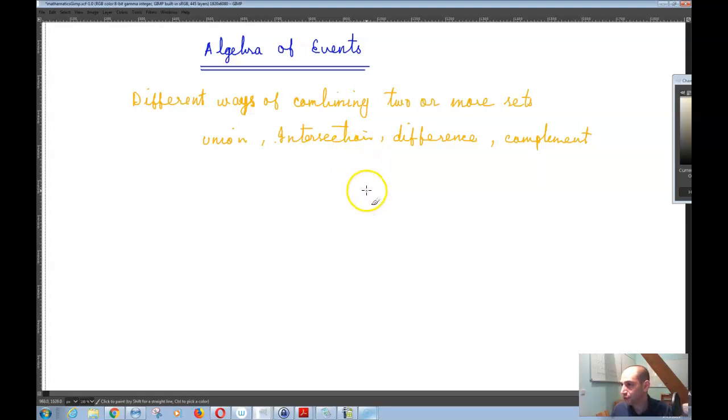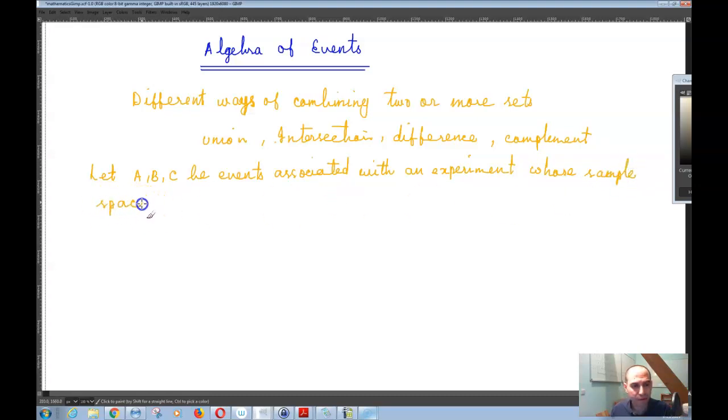Let A, B, and C be events associated with an experiment whose sample space is S. And of course, as we discussed before, when we say experiment, we mean random experiment, whose sample space is S.